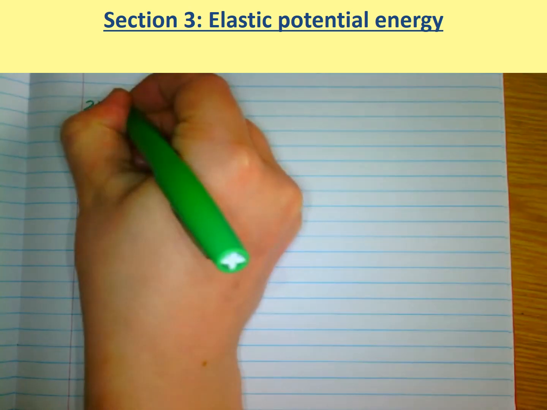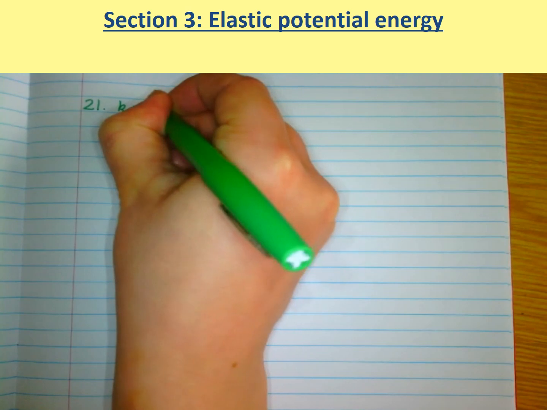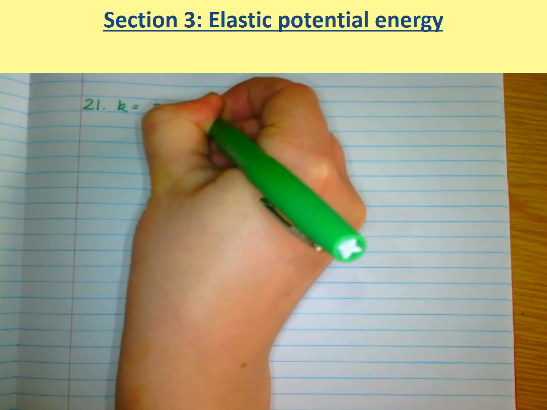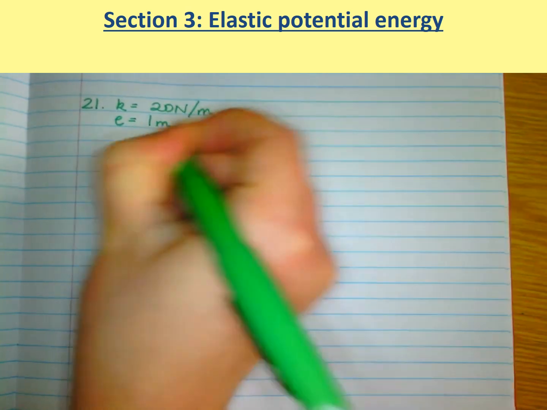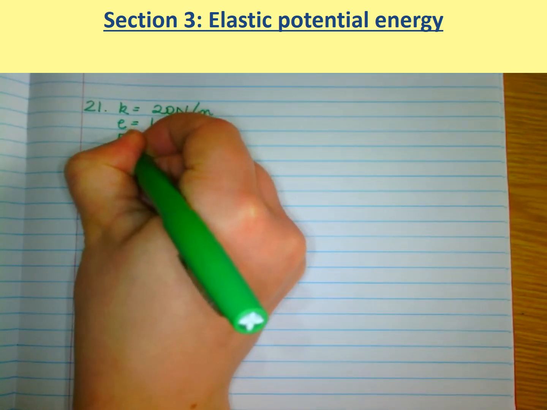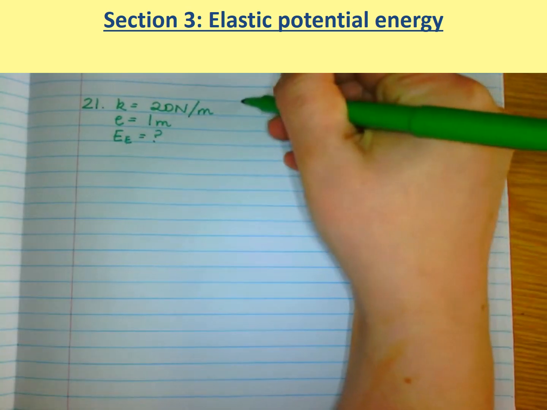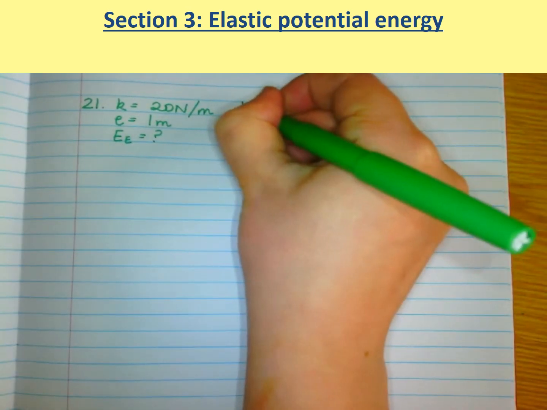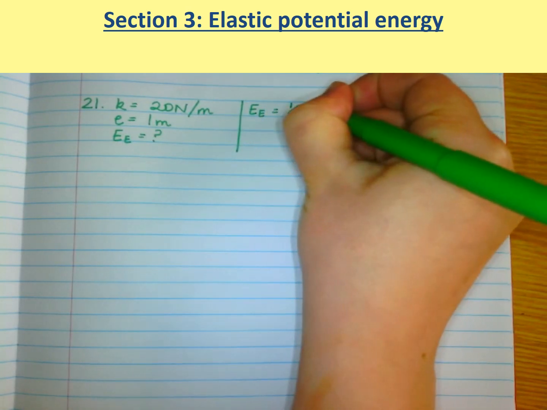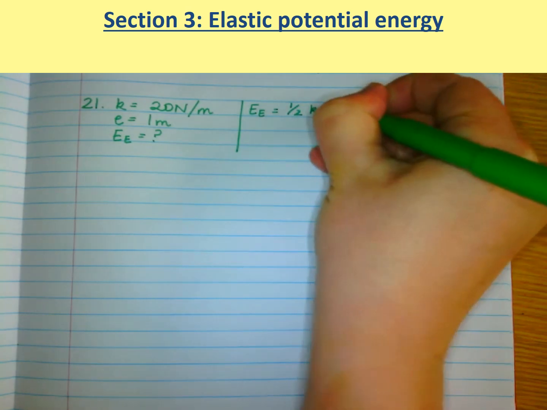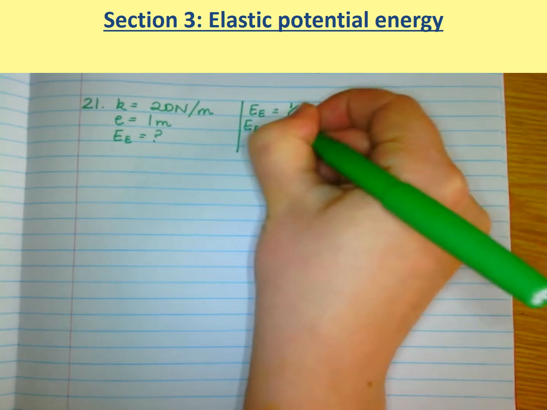Question 21 says that there is a spring with a spring constant of 20 newtons per metre. It says that the extension is 1 metre, and we've been asked to find the elastic potential energy. So I draw a line and write the equation. Elastic potential energy, Ee, is equal to half times the spring constant times extension squared, or ke squared.